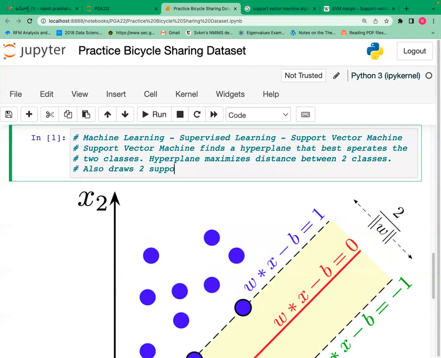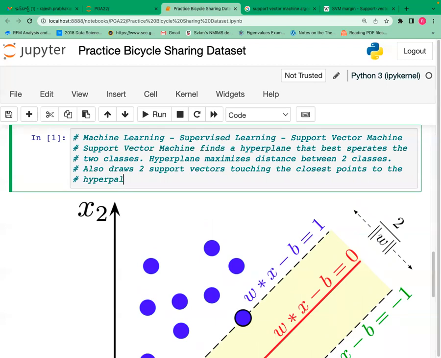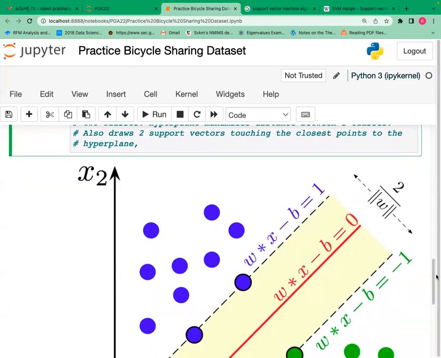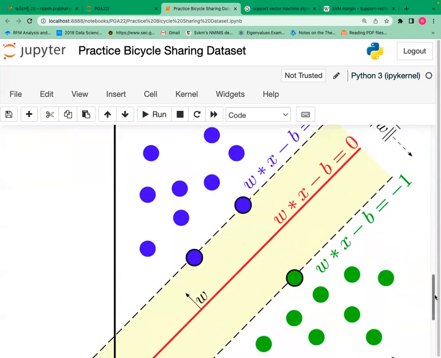It also draws two support vectors touching the closest point to the hyperplane. So it draws two support vectors. The dotted lines are drawn that touch the closest points close to the hyperplane. These two blue dots are closer to the hyperplane. So a dotted line, also called a support vector, is drawn touching these two points.